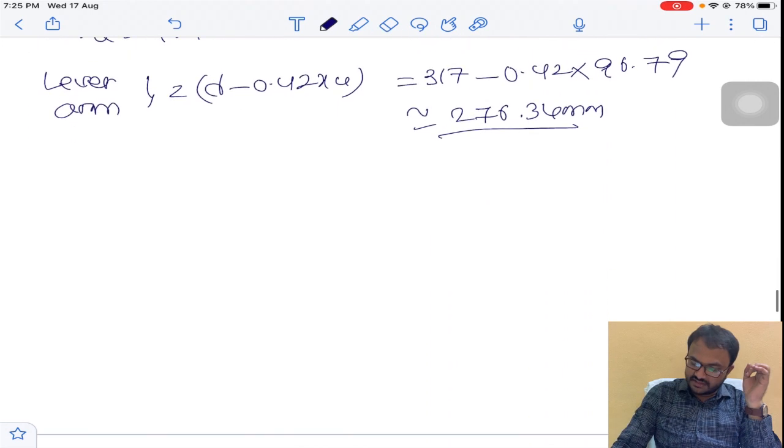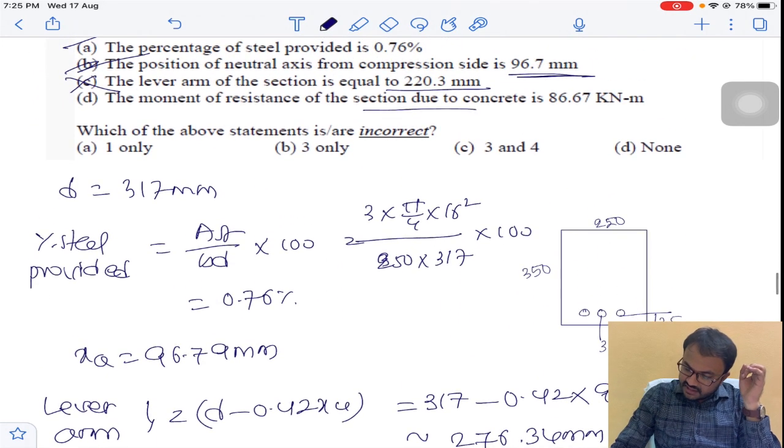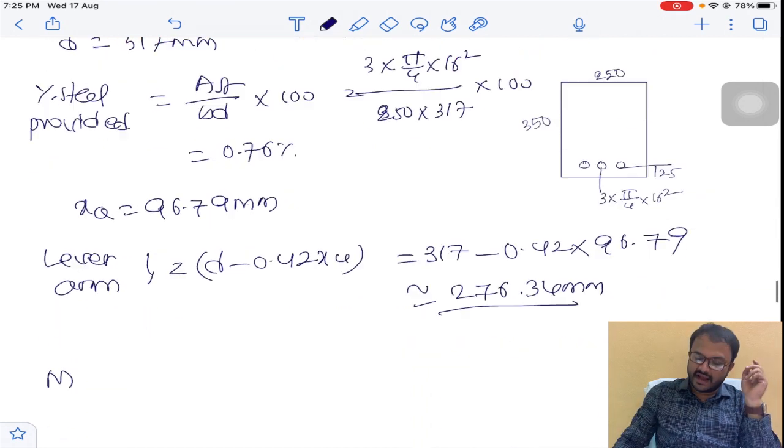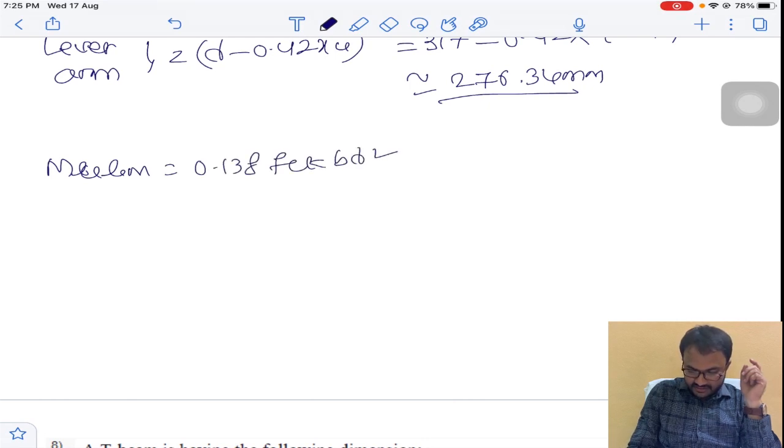And moment of resistance of the section. So moment of resistance of the section due to concrete he has asked, that is limiting moment of resistance. Mu lim is equal to 0.138 fck bd square. So for Fe415 it is 0.138 fck bd square.